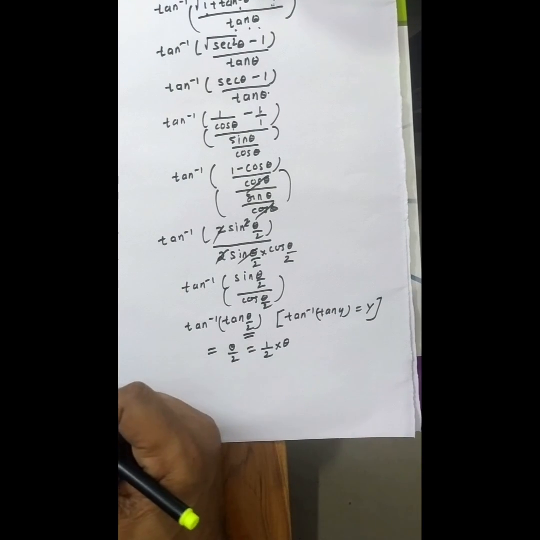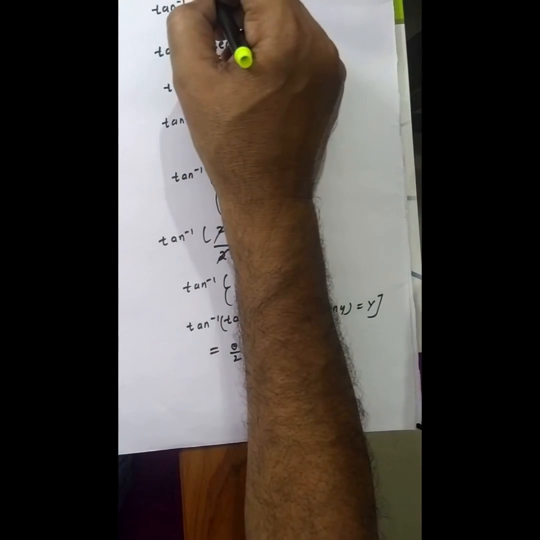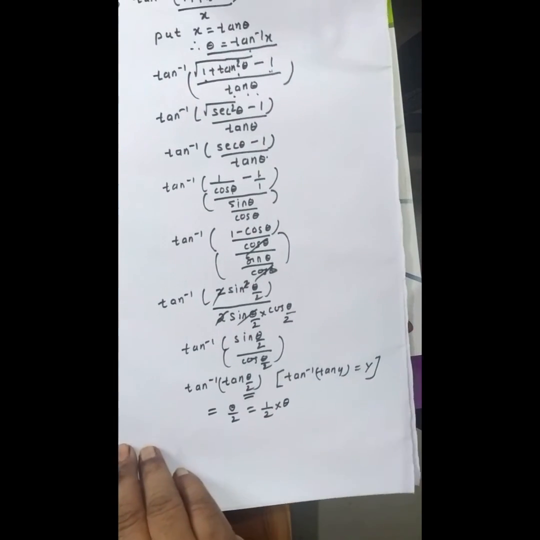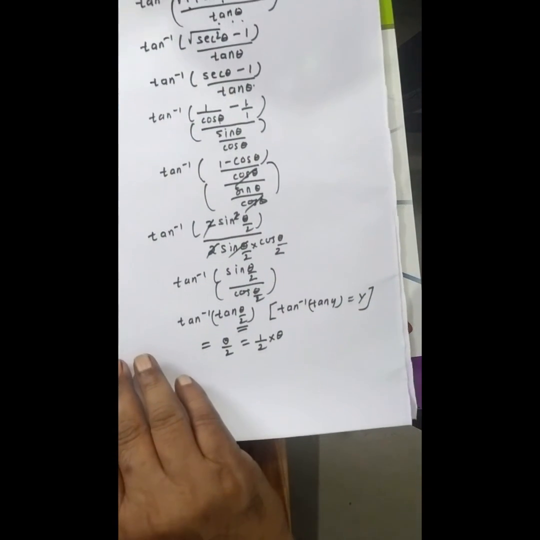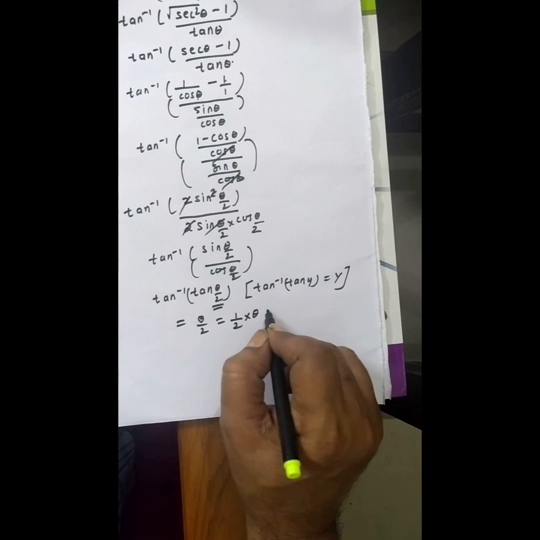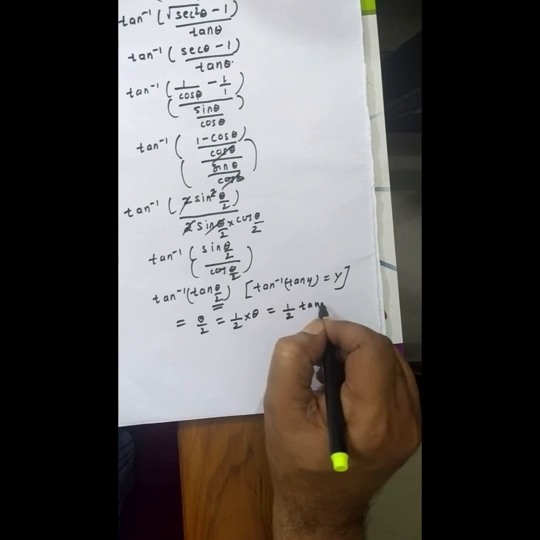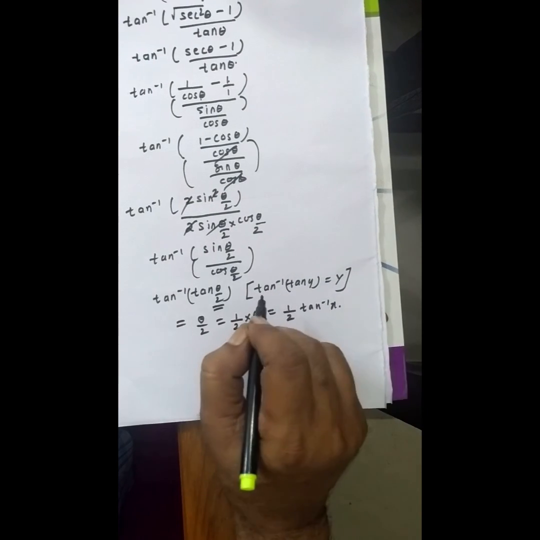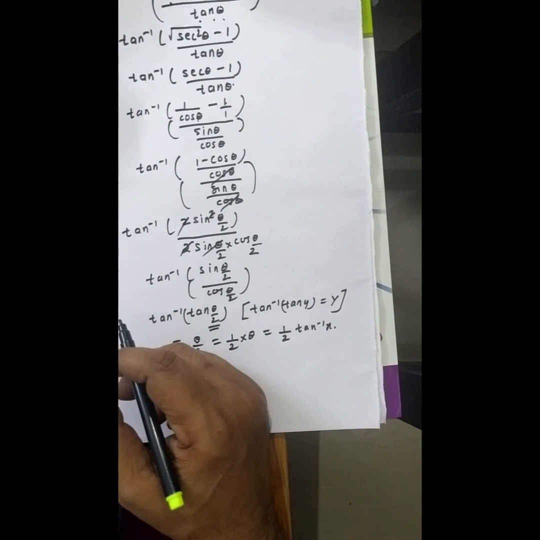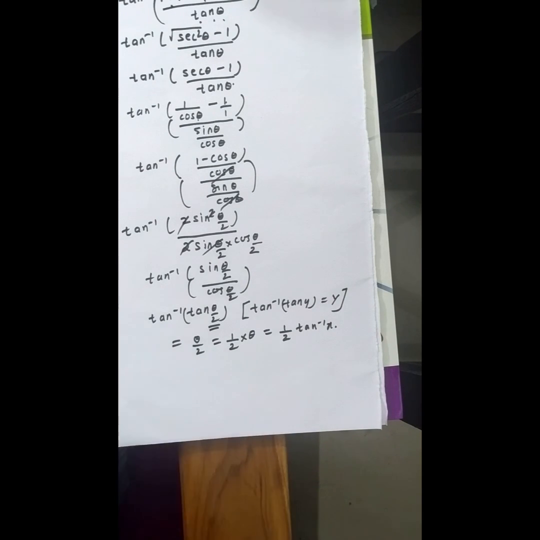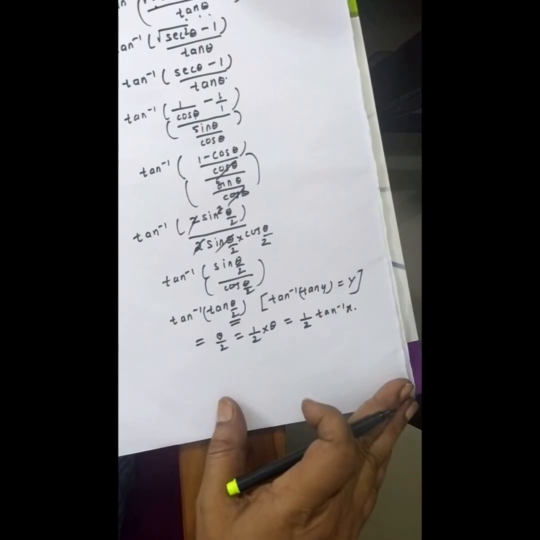So what is theta? Theta is tan inverse of x. So we can rewrite this as 1 by 2 into tan inverse of x. So this is in the simplest form. So next we will pass on to tan inverse of 1 upon root of x square minus 1.